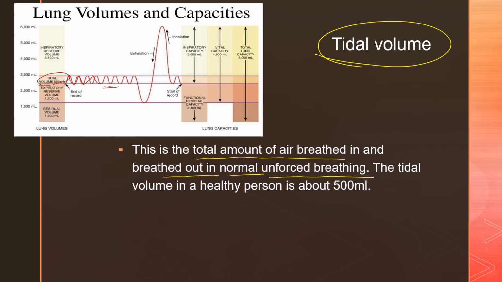What amount of tidal volume is there in a healthy person? It is about 500 ml. So the normal amount of tidal volume is 500 ml in a normal individual. We are discussing lung volumes and lung capacities. So this is tidal volume, a type of volume which is the total amount of air breathed in and breathed out in normal unforced breathing.